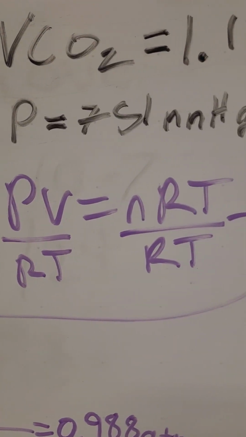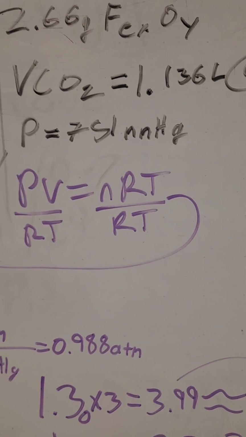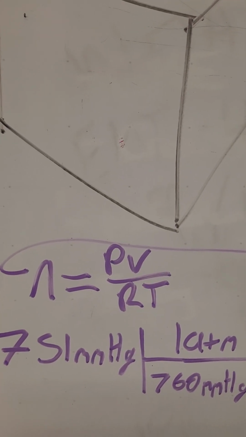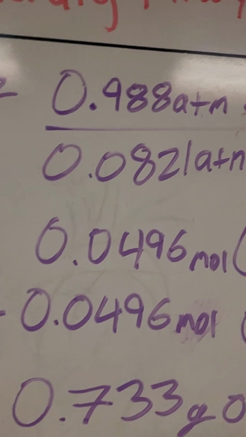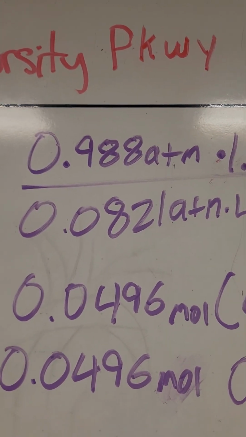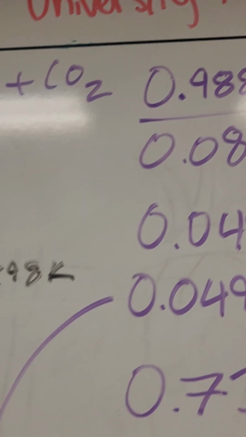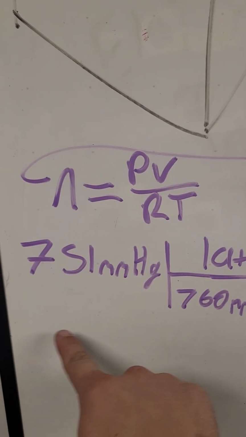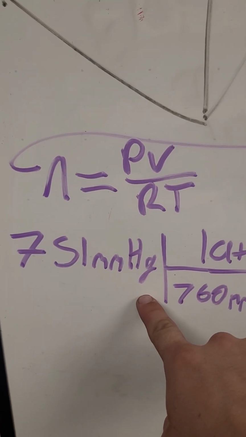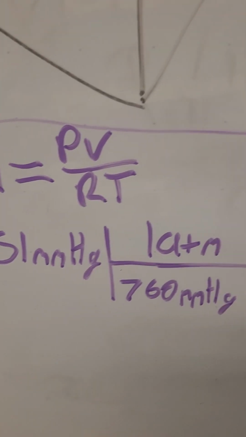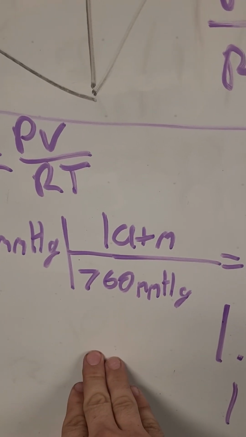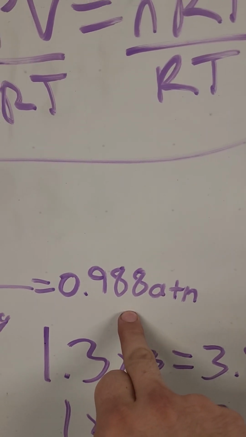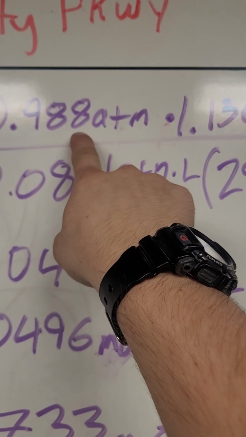Therefore, we need to rearrange our PV equals nRT, which gets rearranged to n equals PV over RT. When we plug in our numbers, we have atmospheres here, because millimeters of mercury will not cancel out with the units we're using. So we need to do the conversion factor of 751 millimeters of mercury, using 760 millimeters of mercury equals 1 atmosphere, which gets us 0.998 atmospheres. That is where this number comes from.